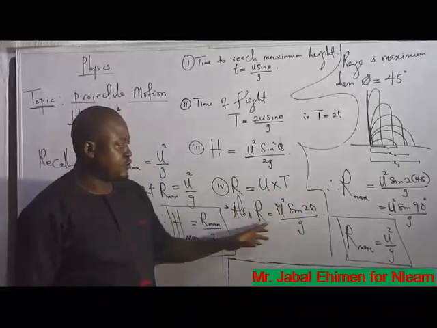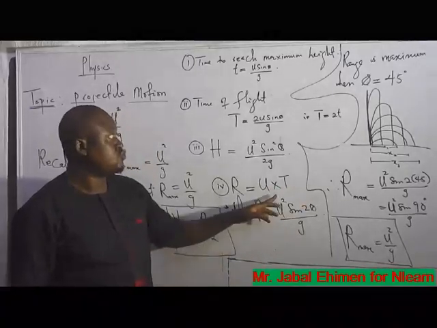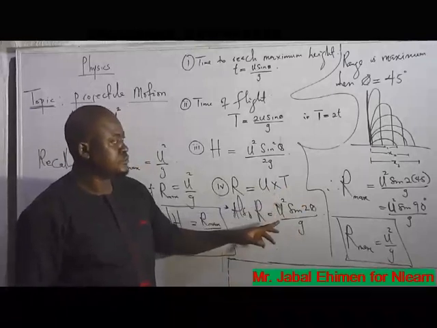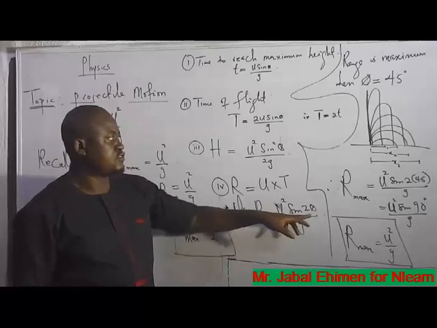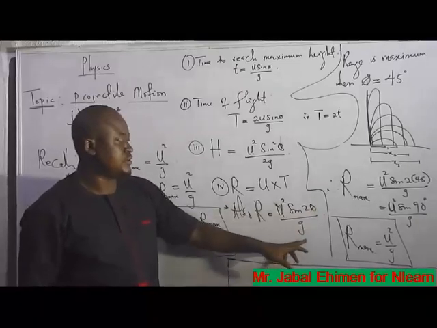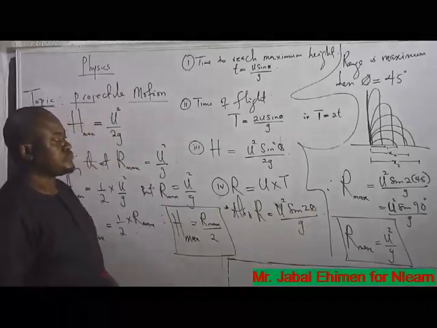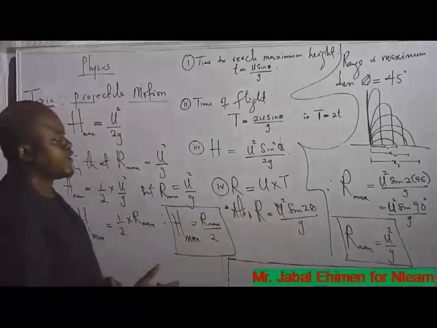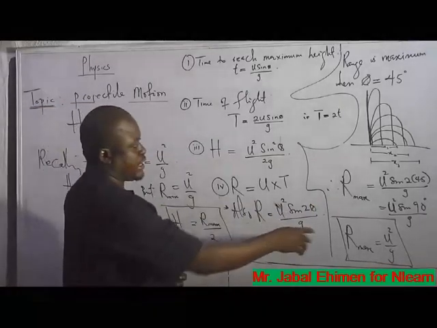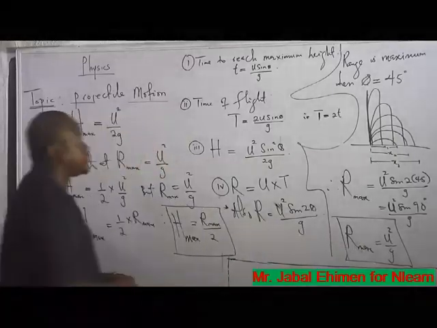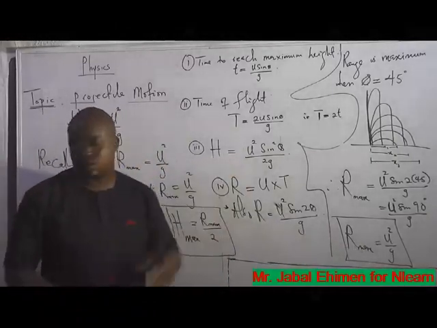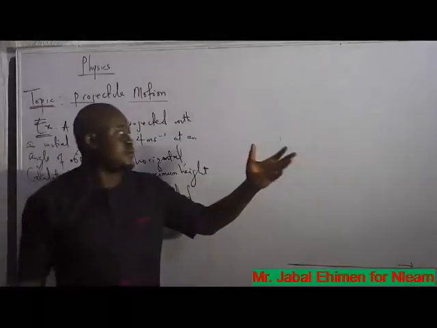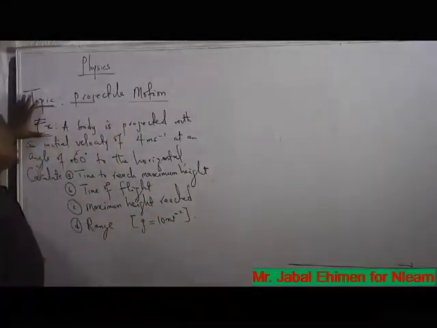And from here, what do you get? You have u squared sine 2 theta divided by g. Now, from here we've been able to draw out these values, so you take note of that. Now, we'll take a very interesting question on this. Okay? Now, we'll take a question for projectile.